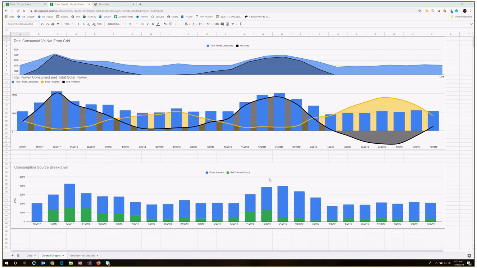Right now, the only thing I can break out is geothermal because it's the only thing that I have log data for. However, I am working towards getting those things broken out more. As you can see, there are times when I use a significant amount of electricity, like here in January of 2019, but I don't know where that electricity went. It's probably hot water, it's probably the EVs. Those are probably the two biggest ones.